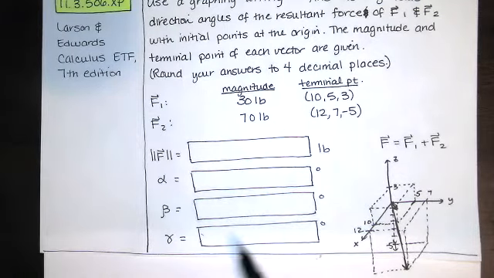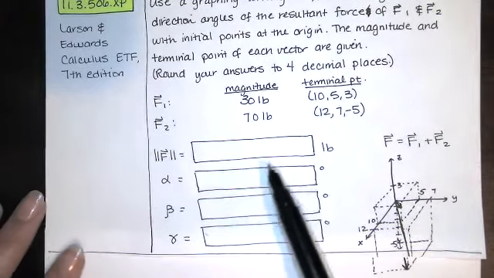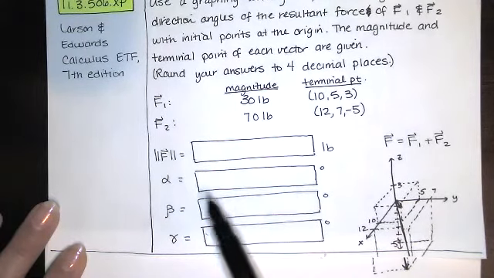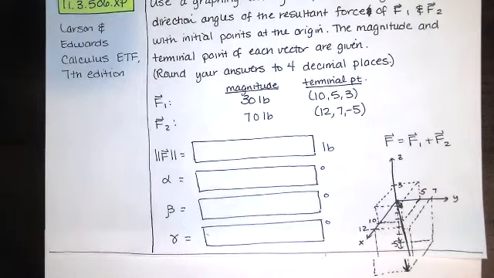Now to find these angles, well, we kind of have to understand what those angles are. So we're going to briefly go over direction angles in order to identify alpha, beta, and gamma, talk about exactly what they're asking for here. And then we'll talk about how to find them.